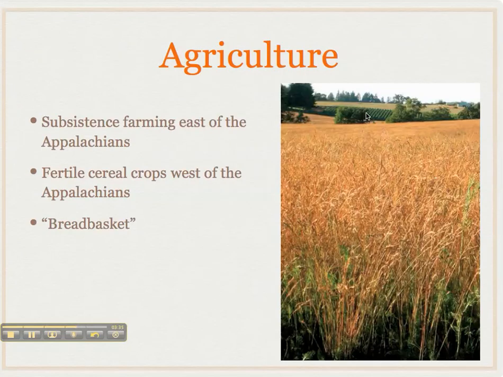All right, the agriculture in the North. East of the Appalachians, around the Appalachian region, is going to be subsistence agriculture. People are farming just for themselves or for local markets, not necessarily for profit. But west of the Appalachians, you get that breadbasket region in the plains where farmers are making lots of wheat and corn and then shipping it out to market. So agriculture plays more of a role in the west. On the right, you see what's known as the amber waves of grain from America the Beautiful. That's out in the prairies.